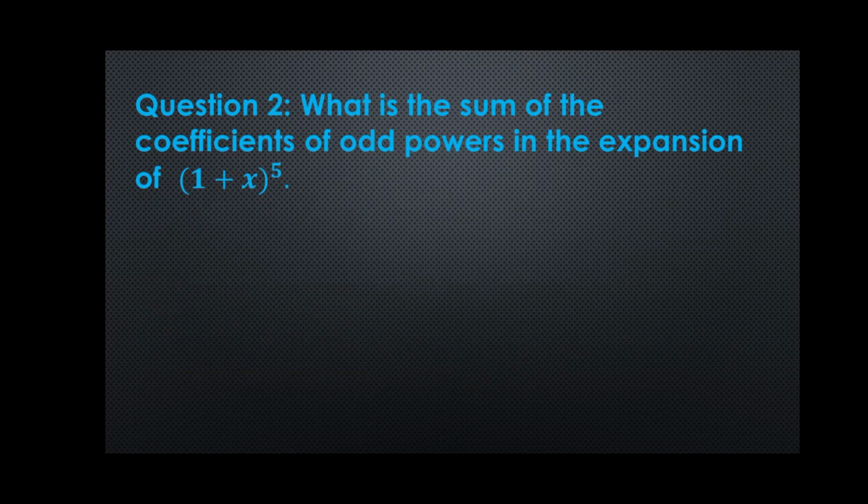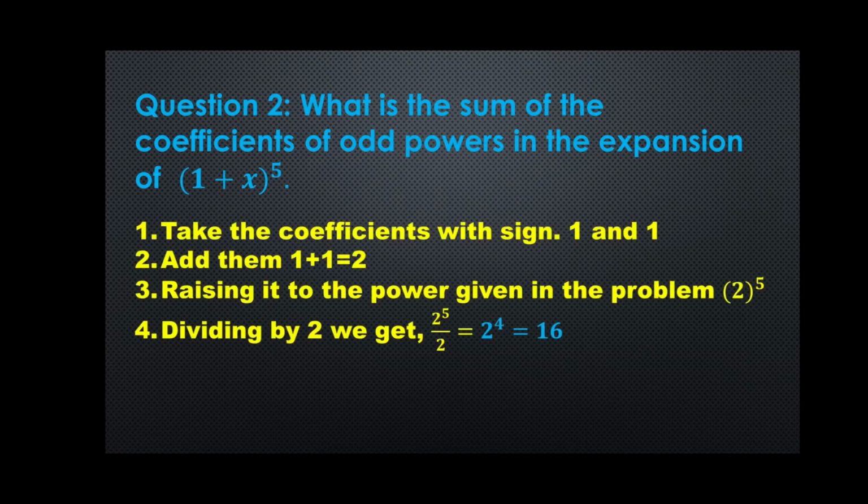Moving on to the next problem. (1 + x)^5. Take the coefficients with sign, that is 1 and 1. Then add them. 1 plus 1, which is 2. Raising it to the power, we will get 2^5. Dividing by 2, we get 2^5 divided by 2, which is 16.